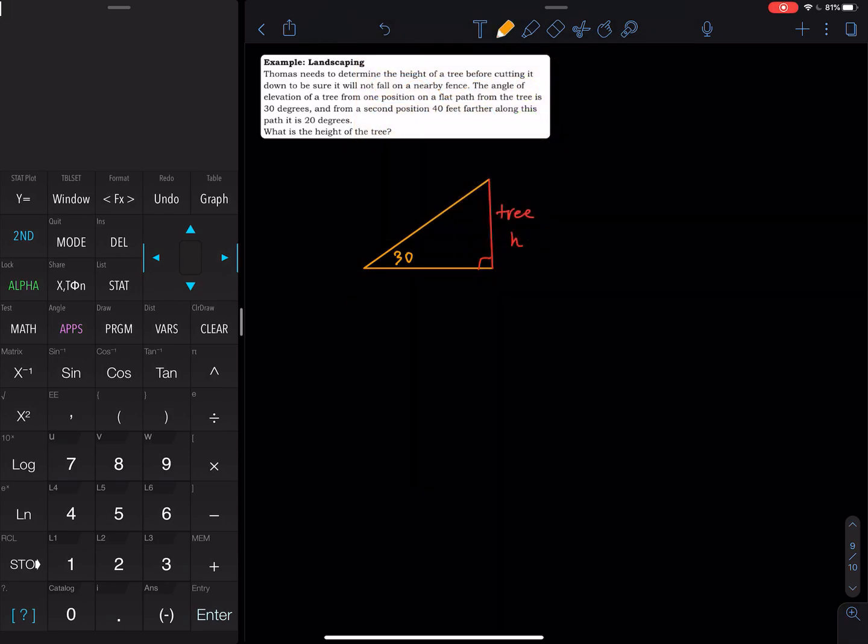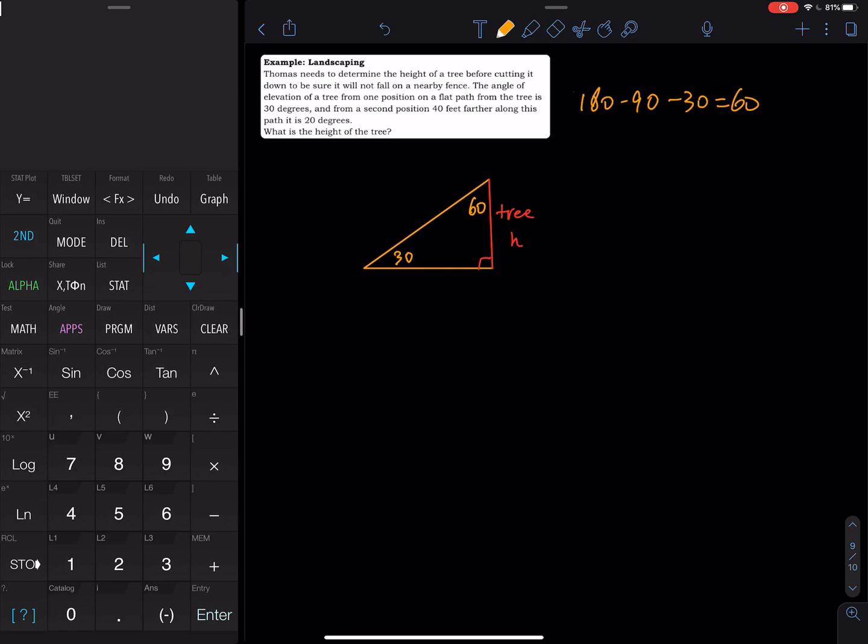So that is the elevation of 30 degrees. What is the other angle? Actually, let's not just cross this out. We have 180 minus 90, the right angle, and then minus 30, which equals 60. So this is a 60 degree angle, easy to find.